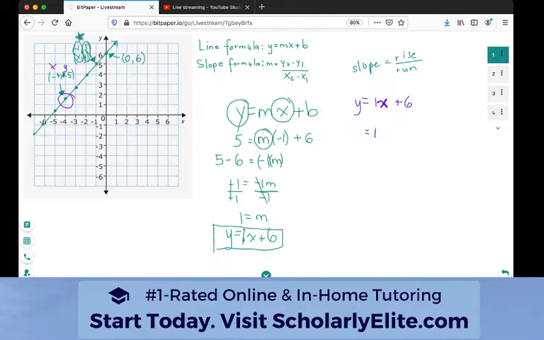Actually, we're going to use a different part of the equation. Okay, so we're actually going to plug in -2 and 4. It's just going to be easier. So we've got -2 and 4.